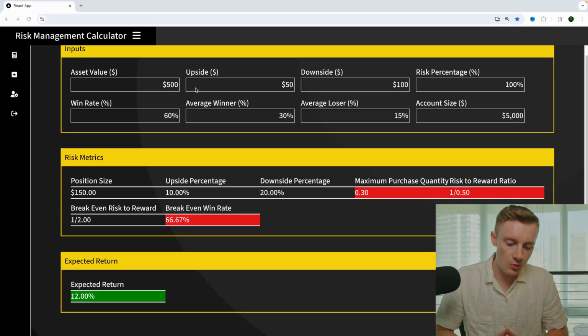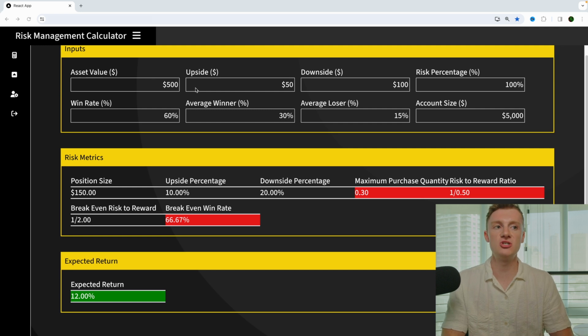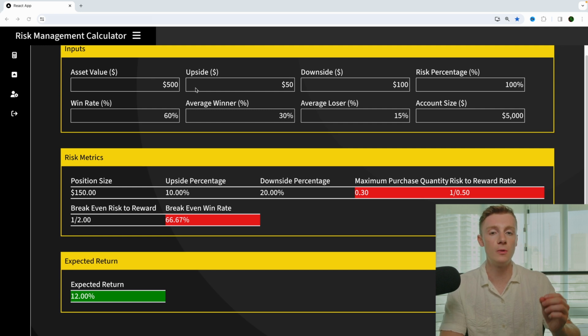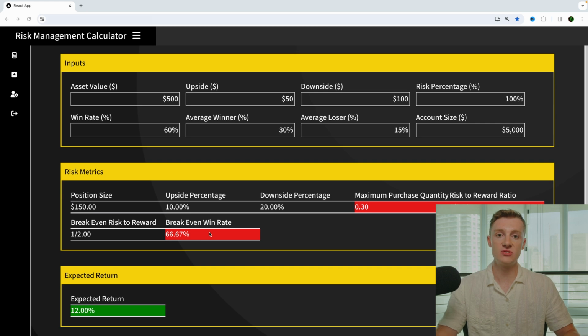And in today's video, we're going to be hopping back on inside my risk management calculator as I'm going to break down now another correlation between risk to reward and your break-even win rate. We're going to be using upside and downside to showcase break-even win rate. Now, what does break-even win rate even mean?